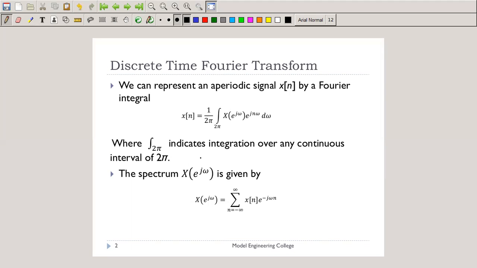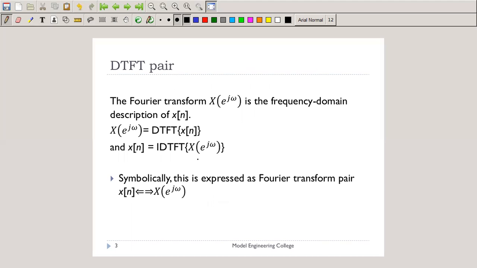And the spectrum X of e raised to j omega is defined by X of e raised to j omega is equal to summation n from minus infinity to infinity x of n e raised to minus j omega n. So the Fourier transform X of e raised to j omega is the frequency domain description of the discrete sequence x of n. That is, X of e raised to j omega is equal to DTFT of x of n. Similarly, x of n is the inverse discrete time Fourier transform of the spectrum X of e raised to j omega. So symbolically, this can be expressed as the Fourier transform pair. So we can say that x of n and X of e raised to j omega constitute the discrete time Fourier transform pair.